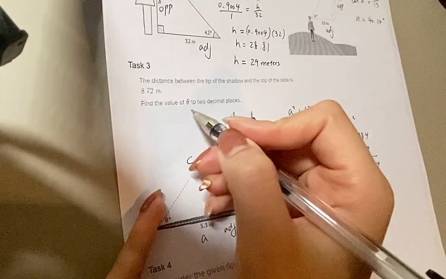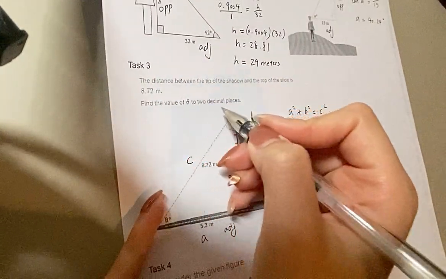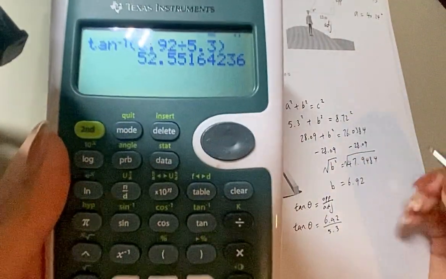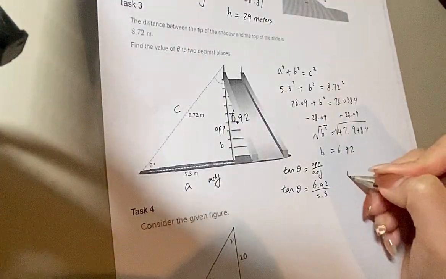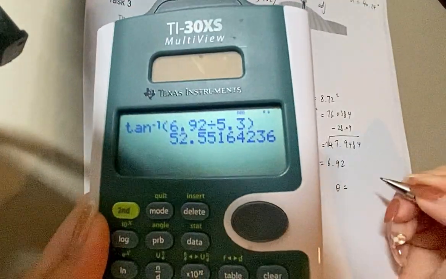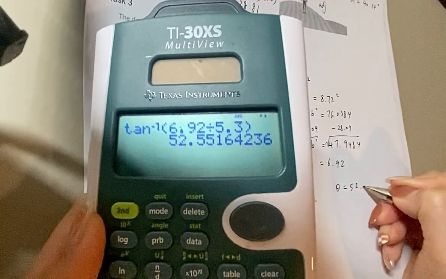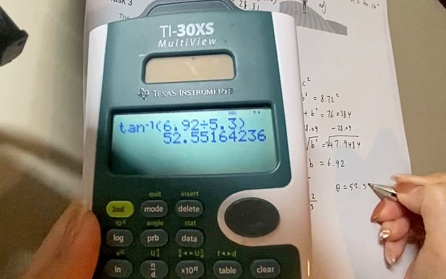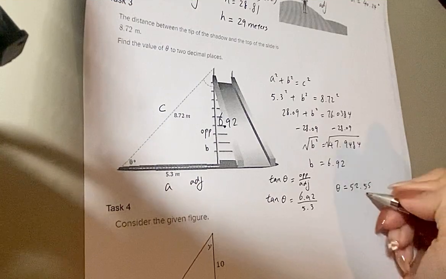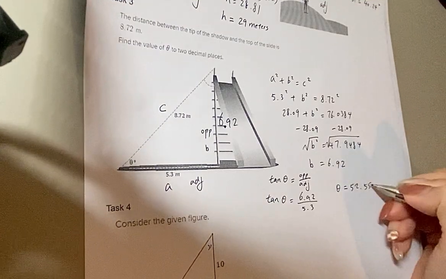So it asks to round the angle to 2 decimal places. So we will write theta equal to 52.55, 2 decimal places. Okay.